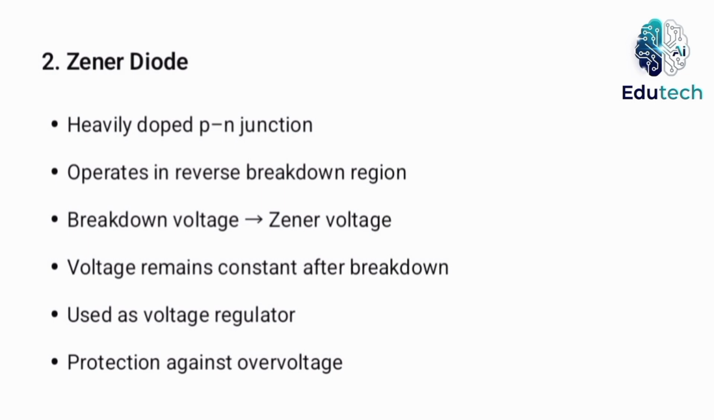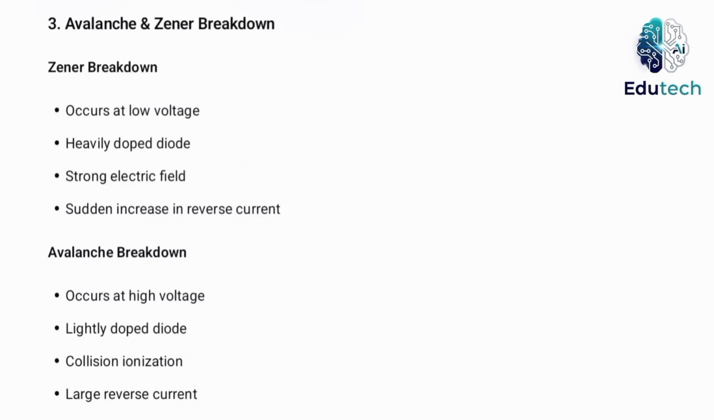Explain the working of Zener diode. A Zener diode is a heavily doped PN junction diode designed to operate in the reverse breakdown region. When reverse voltage reaches the Zener voltage, breakdown occurs either due to the Zener effect at low voltage or the avalanche effect at high voltage. In this region, current increases sharply but voltage remains almost constant. Because of this property, the Zener diode is mainly used as a voltage regulator in power supply circuits to maintain constant output voltage.